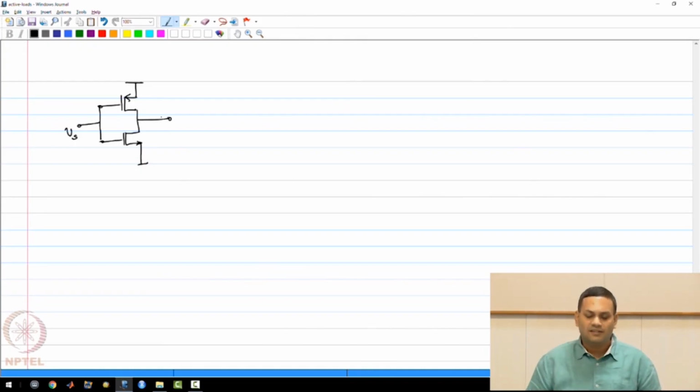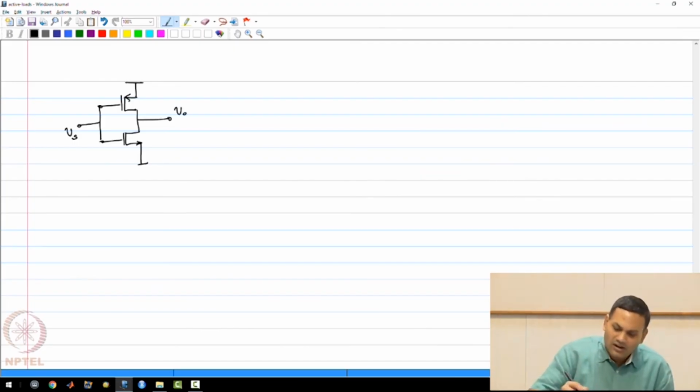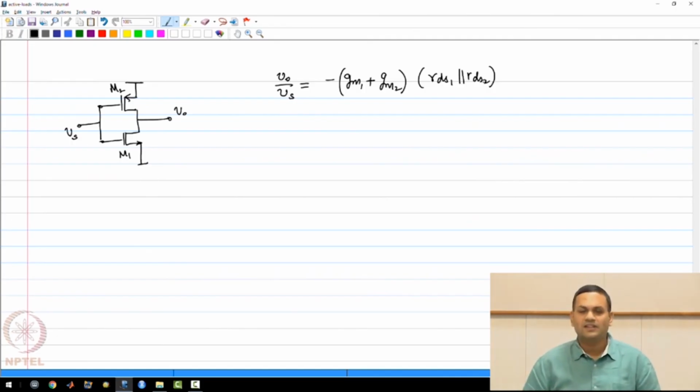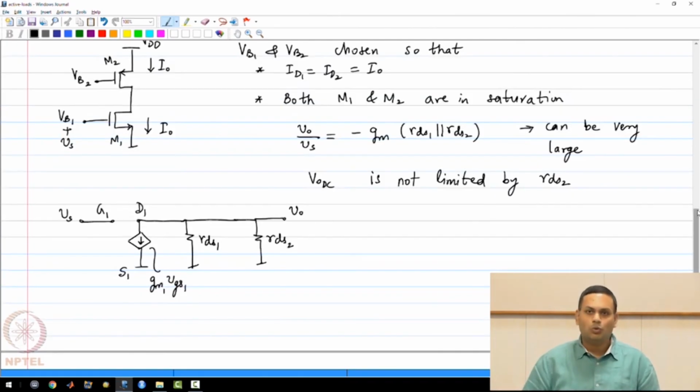This is the circuit that will have Vs being applied to the gate of both NMOS and PMOS, and I will leave this as homework, but you can draw the small signal equivalent circuit and show that Vo by Vs will be minus (gm1 plus gm2) times (rds1 parallel rds2). So the gain of this circuit will be even higher than the gain of the previous circuit.